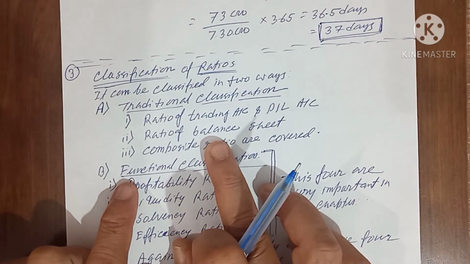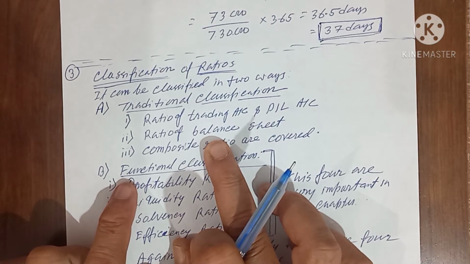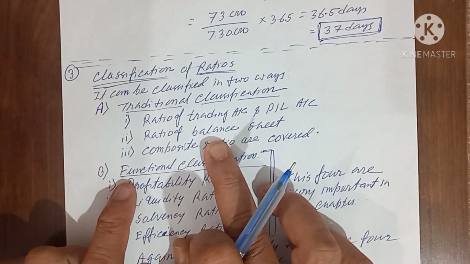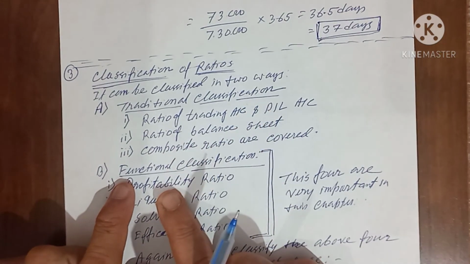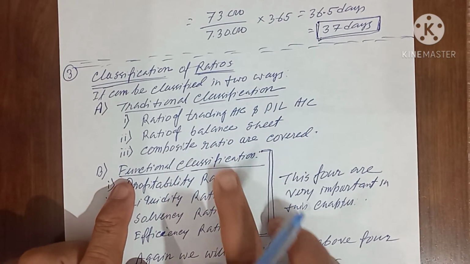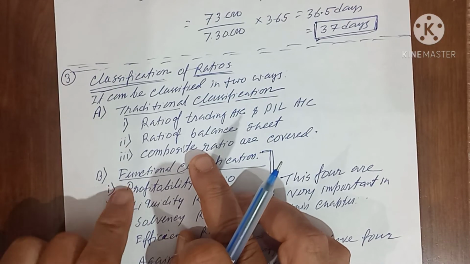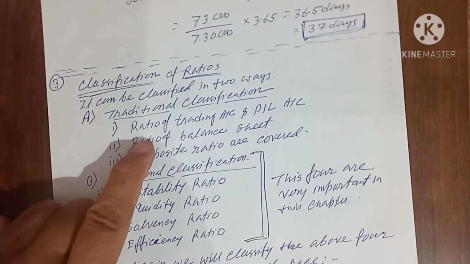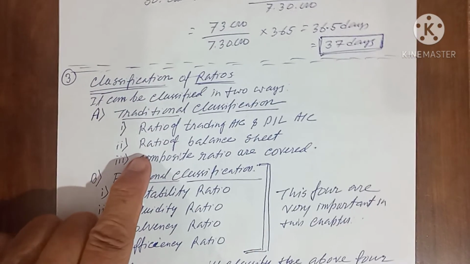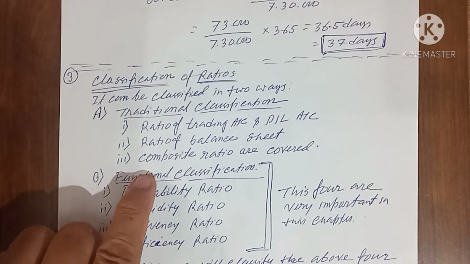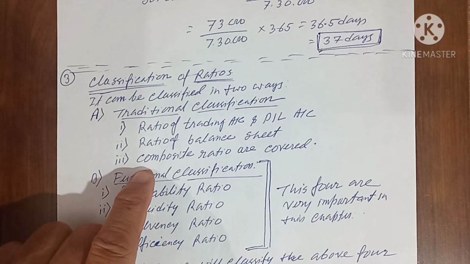In section B, 2 marks questions may come, such as in how many ways the ratios can be classified. There are two ways: one is called the traditional classification, another is the functional classification. Traditional classification is again classified into three ratios. One, the ratio of trading account and profit and loss account. Two, the ratio of balance sheet. And three, the composite ratios are covered.